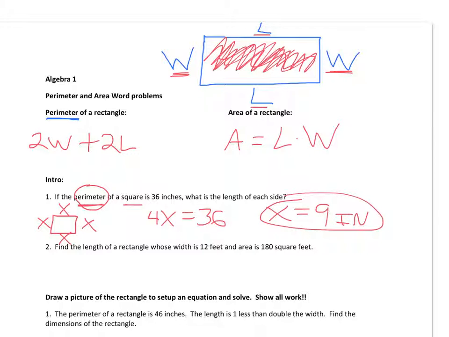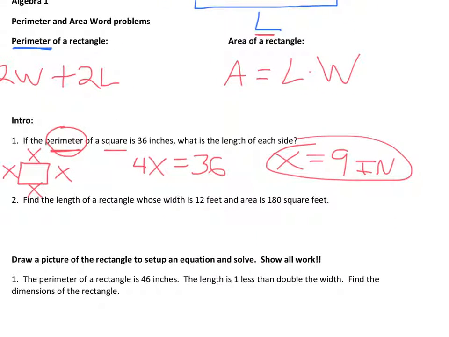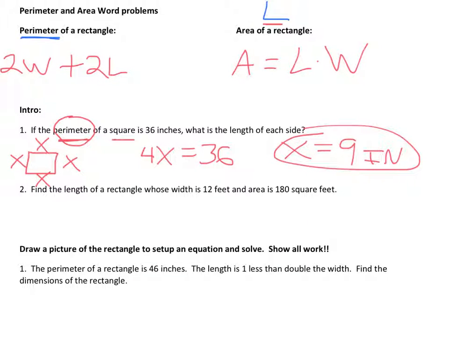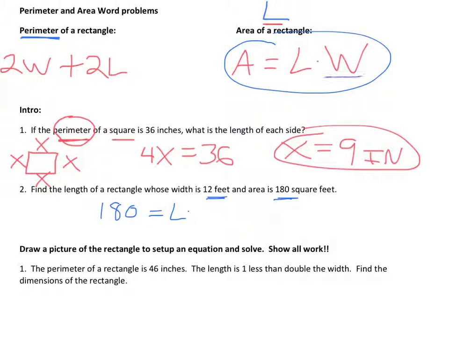Okay, and a lot of times it helps by drawing the picture. Okay, I'm just going to move up. It's a little bit bigger. If I were to do number 2, saying find the length of a rectangle whose width is 12 feet and the area is 180 square feet. Well, I'm just using this formula right there. So the area is 180, and I set that equal to length, which I don't know, times the width, which is 12.